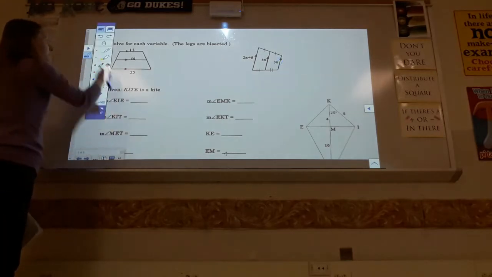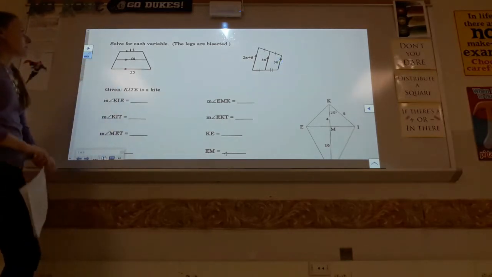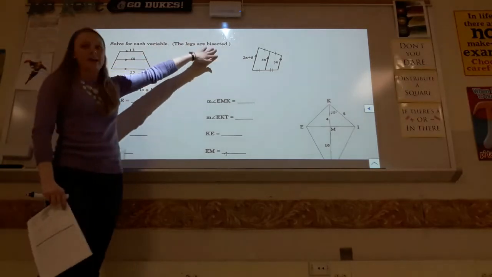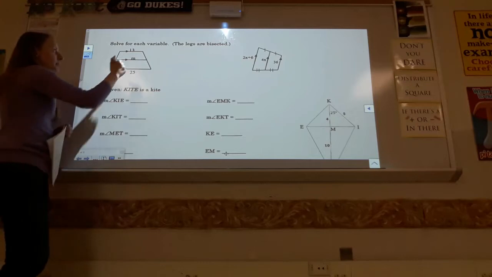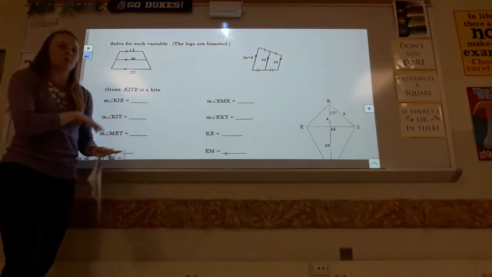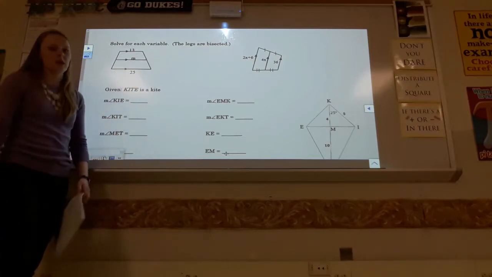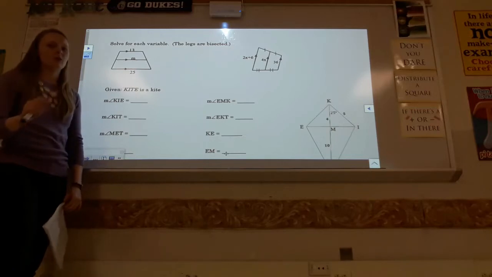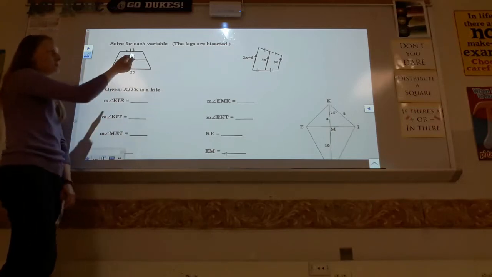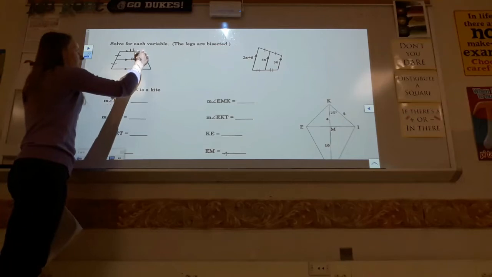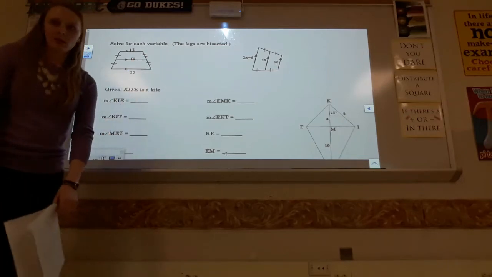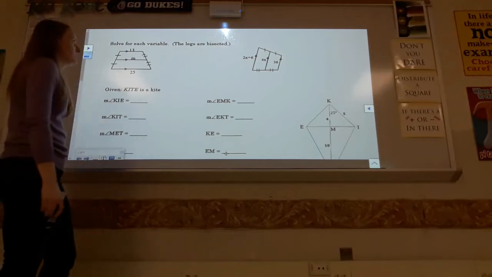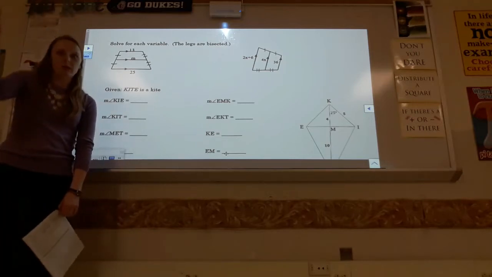All right, now we're going to work with the mid-segment. It says solve for each variable, the legs are bisected. They made sure to give you this information so that you can confirm that this is a mid-segment. If they just randomly drew something here and didn't tell you it was a mid-segment, I'd be really careful not to make assumptions. But they told you that the legs are bisected, so it's a mid-segment. Just like a midpoint, you're going to do the average of what it's between, basically.